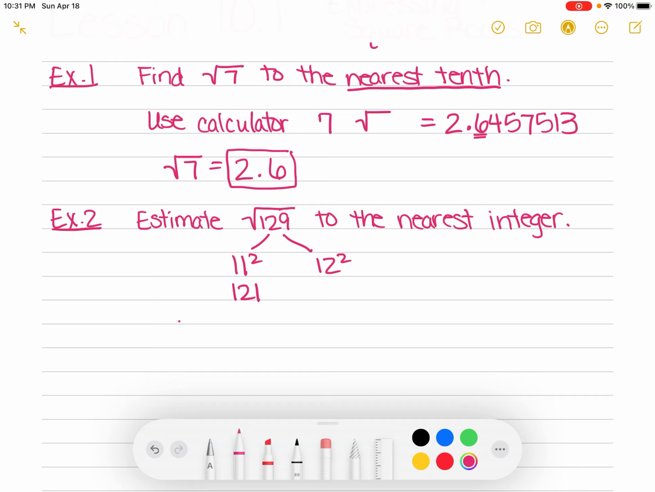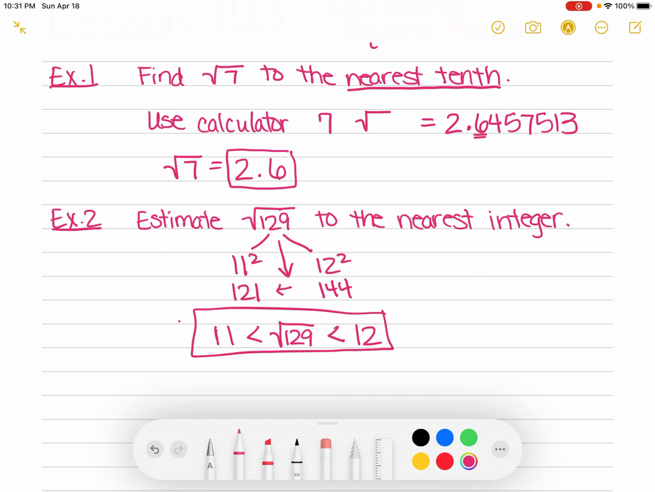And let's do 12 squared. So that's 144. So you see how 129 is in the middle of these two. Okay, it's probably closer to the 121. So that means the square root of 129 is greater than 11, and it's less than 12. Okay, so this is kind of what your answer will be for problems like this. Or you could just write it like this. You could say between, this is probably easier for you to write, between 11 and 12. So either one of these is okay to write.